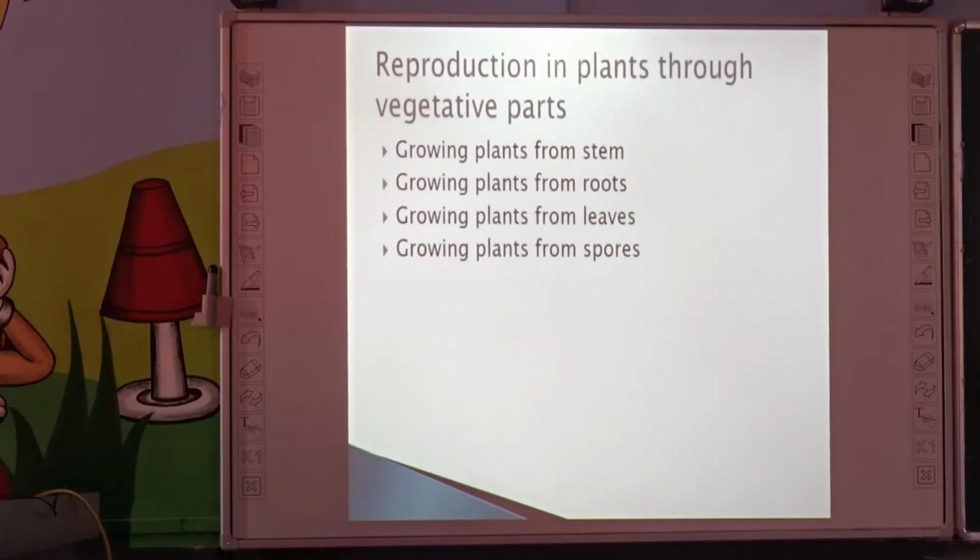See, reproduction in plants through vegetative parts. From the parts also the new plants will grow. So what are the parts? Growing plants from stem, growing plants from roots, growing plants from leaves, growing plants from spores.